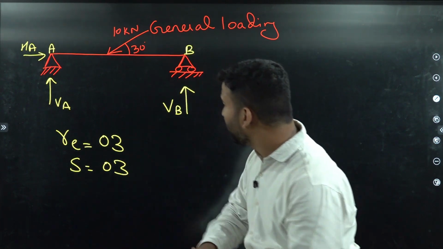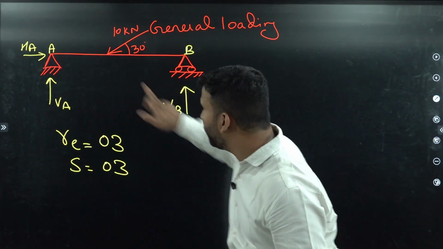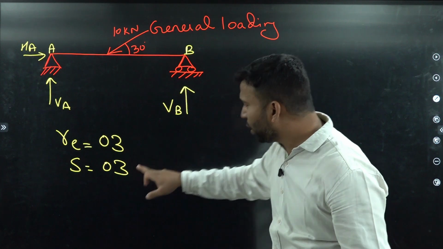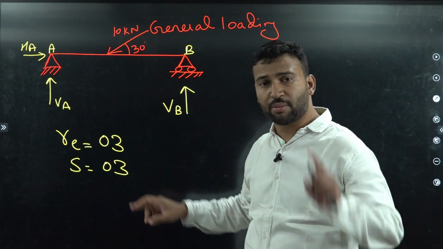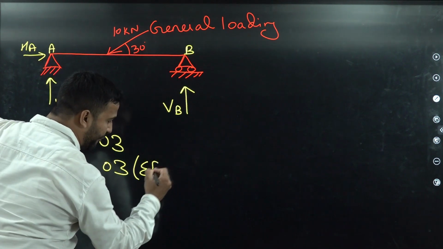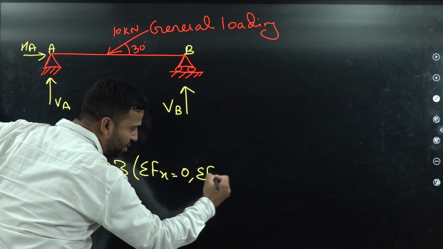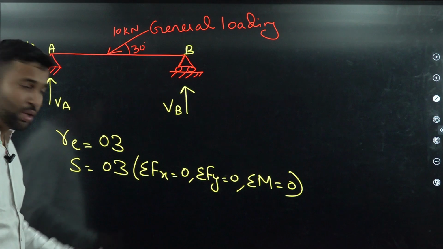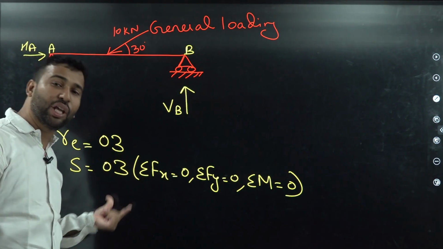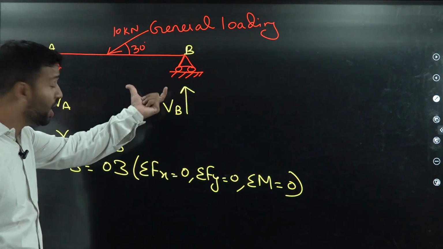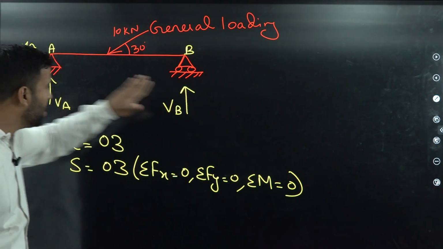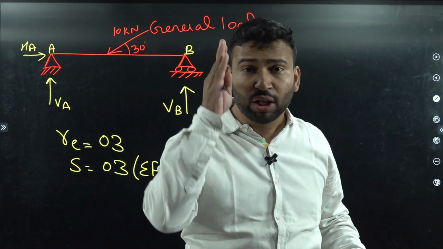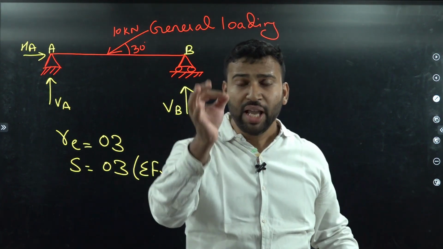Now here in this case we have 3 unknowns, VA, VB, HA. We have three equations of equilibrium, that is summation Fx equals 0, summation Fy equals 0, and summation of moment about any point in the structure is 0. Now we have three unknowns and three equations, so it is practically possible here to find all these three unknowns.